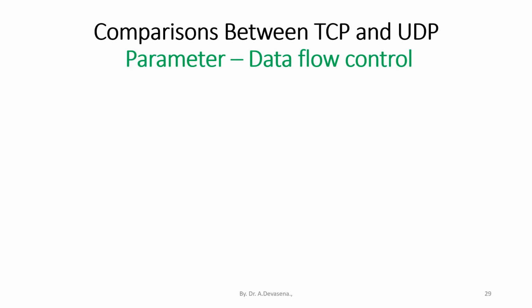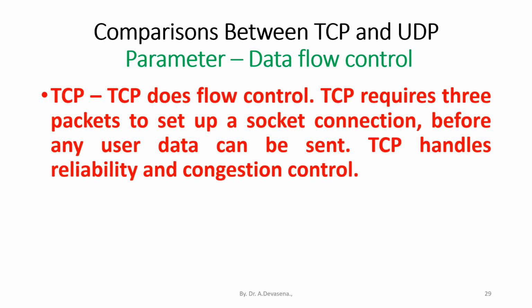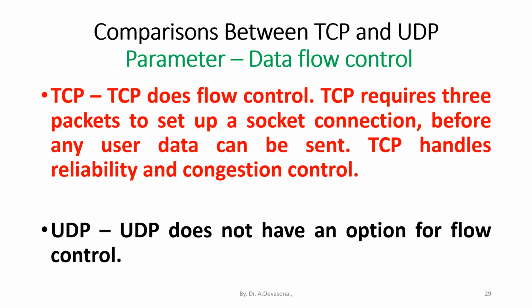The parameter we consider now is data flow control. TCP does flow control. TCP requires 3 packets to set up a connection before any user data can be sent. TCP handles reliability and congestion control. UDP does not have an option for flow control.